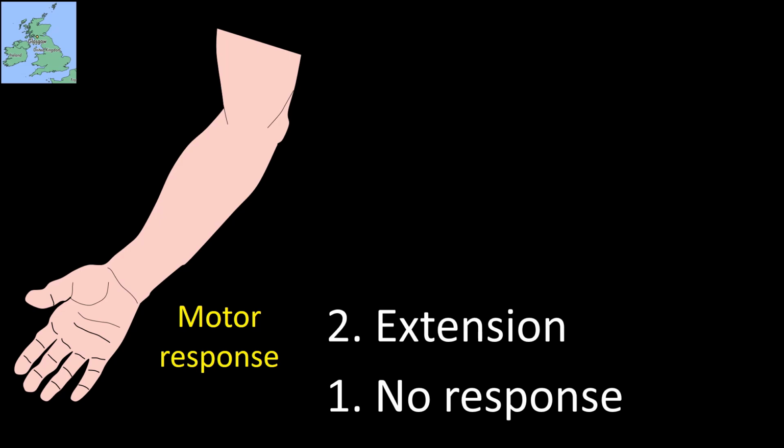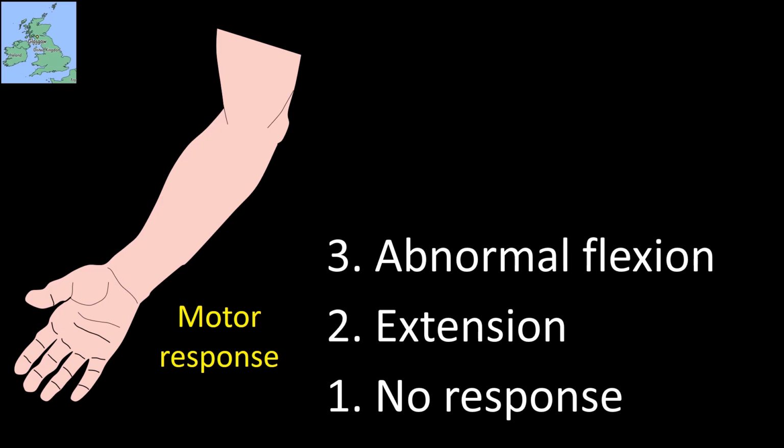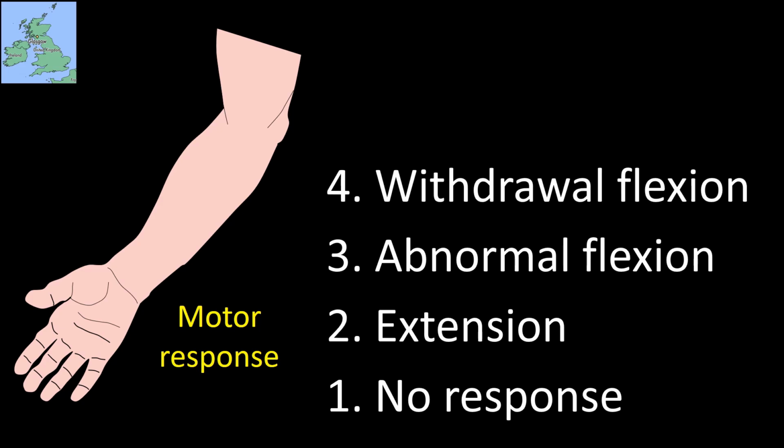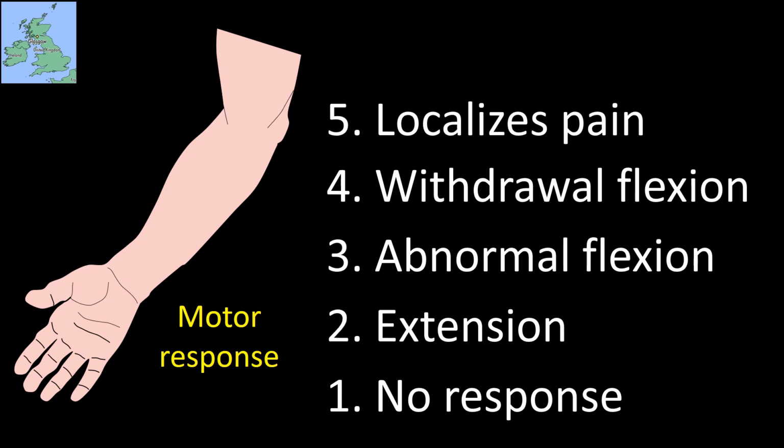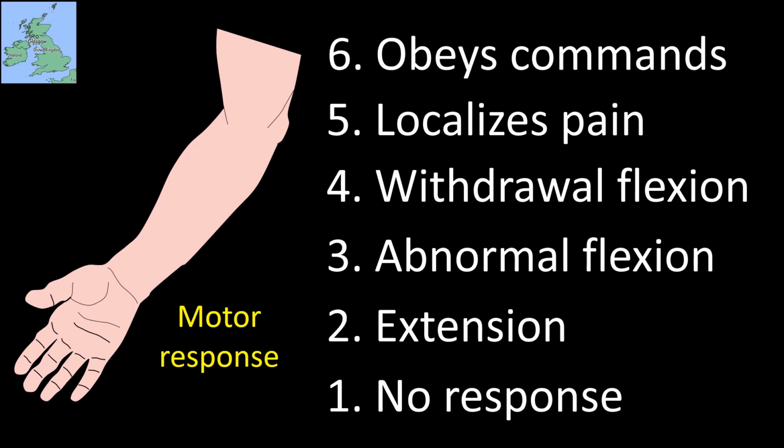During motor testing, the patient will get 1 for no response, 2 for extension of the limb being stimulated, 3 for abnormal flexion of the limb being stimulated, 4 for withdrawal flexion, 5 for pain localization, and 6 points for obeying commands, such as touching his nose on command or moving a leg.